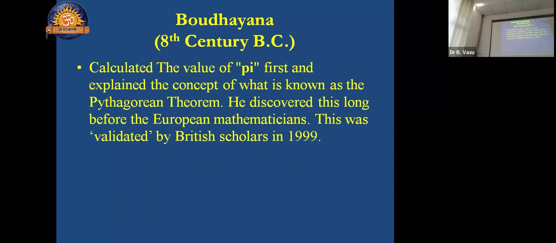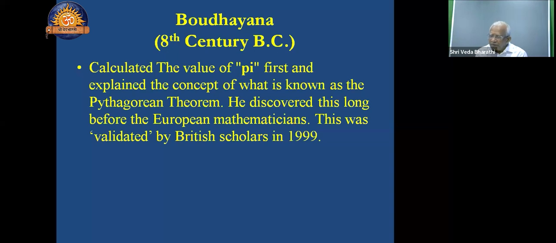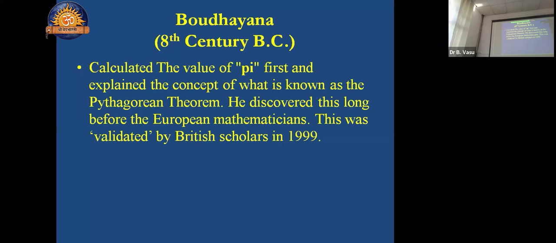Similarly, Bodhayana calculated the value of pi first and explained the concept known as the Pythagoras theorem. He discovered this long before the European mathematicians. This was validated in 1999. Actually, Pythagoras was born three centuries after Bodhayana. Bodhayana's Sulva Sutra is there. It should be called the Bodhayana theorem, not the Pythagorean theorem. But actually, our names are suppressed.